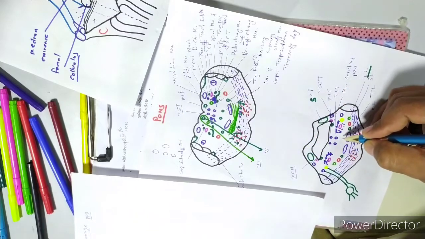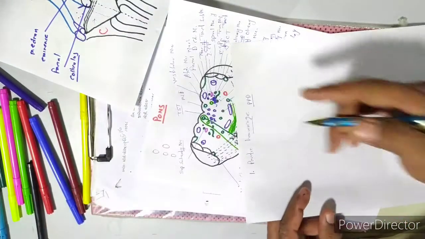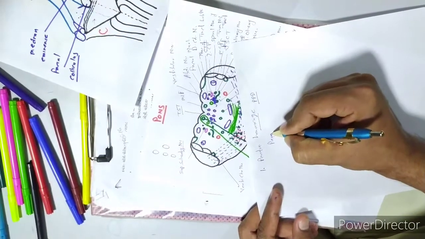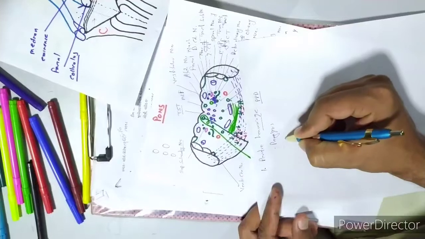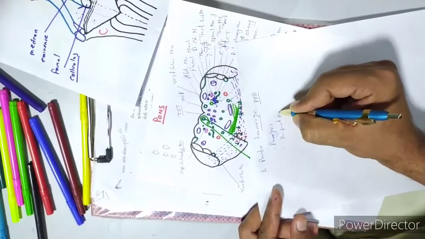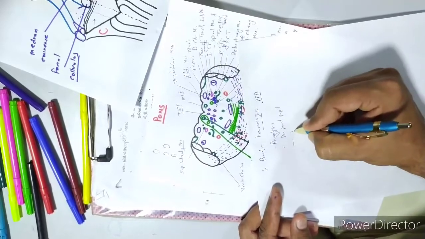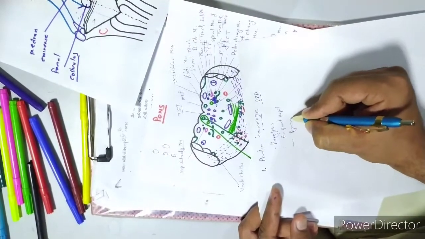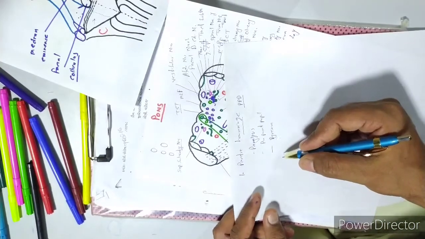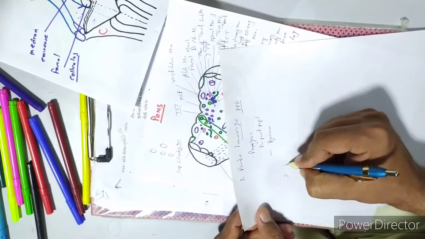So pyrexia develops. So three features occur: the paralysis, the pinpoint pupil, and the pyrexia. These are the features of pontine hemorrhage. Then second is the Foville syndrome.